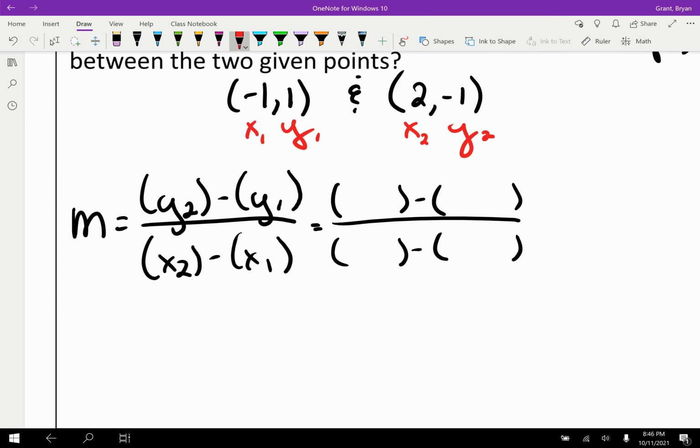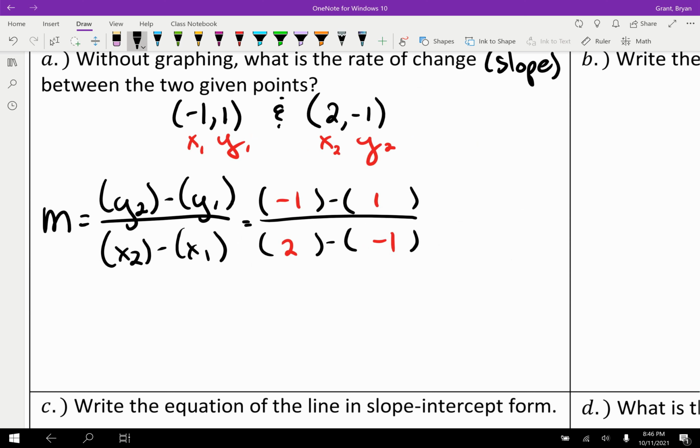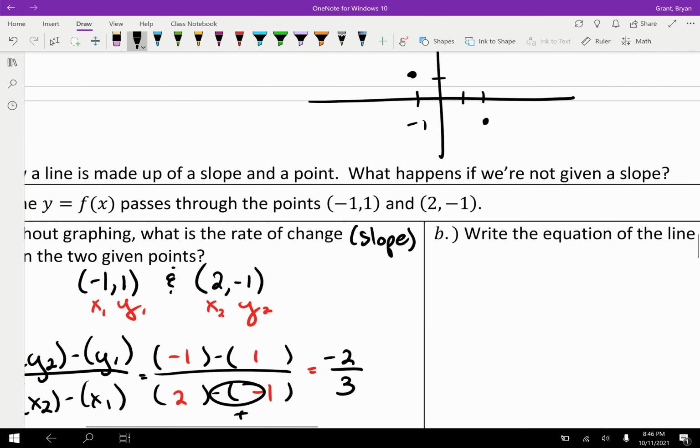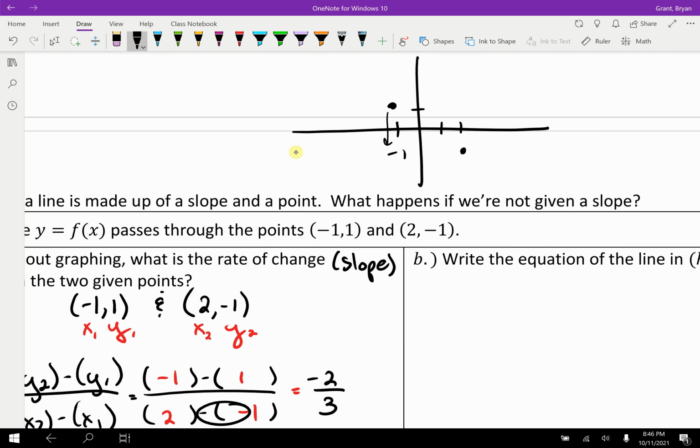Y sub 2, that's got to be negative 1, I think. The y's have to go on the top. Y sub 1 is 1. X sub 2 is 2 in this case, and x sub 1 is negative 1. Working this out, we get negative 2 on the top, and don't forget, 2 negatives make a positive. That's 3 on the bottom. So the rate of change, or the slope, or the steepness between those 2 points is negative 2/3. That kind of makes sense with my graph. It looks like it goes down 2 over 3.